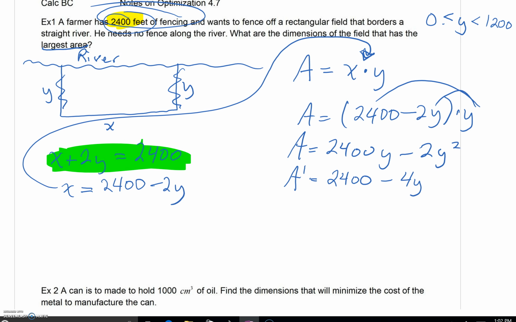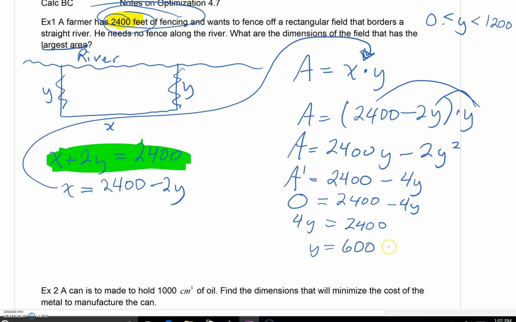And then, when you were finding relative maxes, relative mins, and so forth in the past, well, my goodness, what would you always do next? You'd take your derivative and set it equal to 0. Why, would you look at that? I'll add a 4Y to both sides. I can divide by 4. And my goodness, would you look at that? Y is equal to 600 feet.